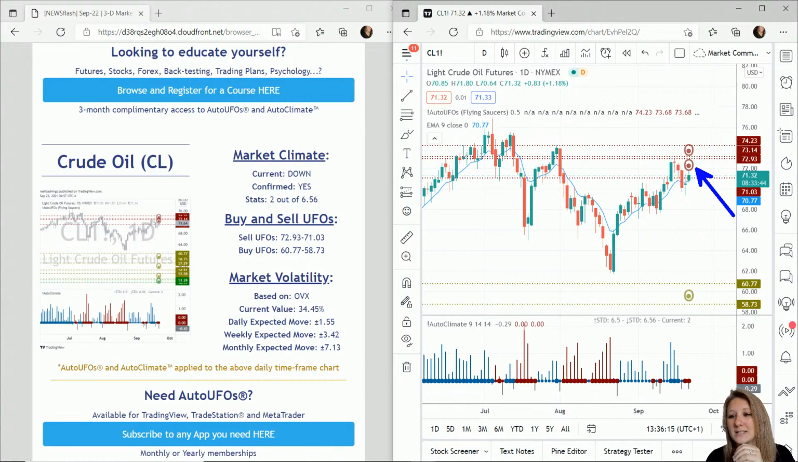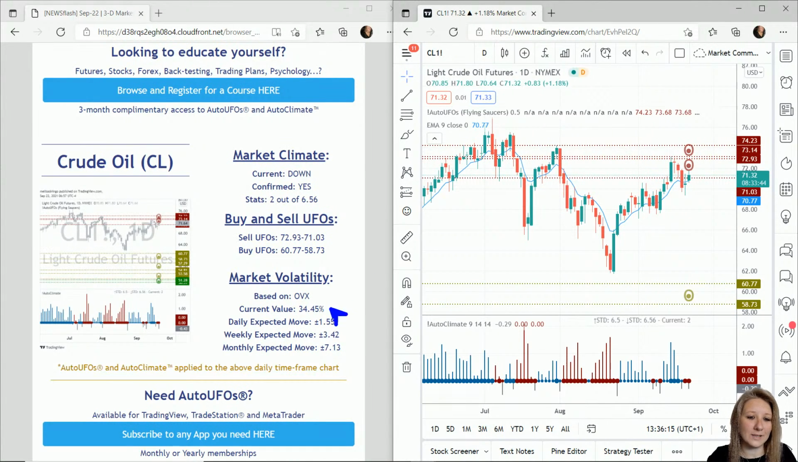We have sell orders here between 72.93 to 71.03, and we are within those sell orders right now. They've already worked a little bit. They pushed price down here. Price came back into them. Wouldn't be surprised to see price go down again. So overall probability down here with oil.